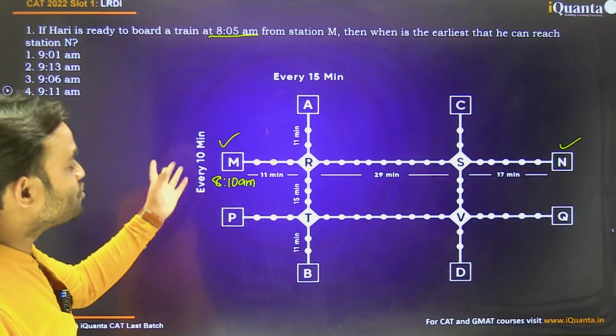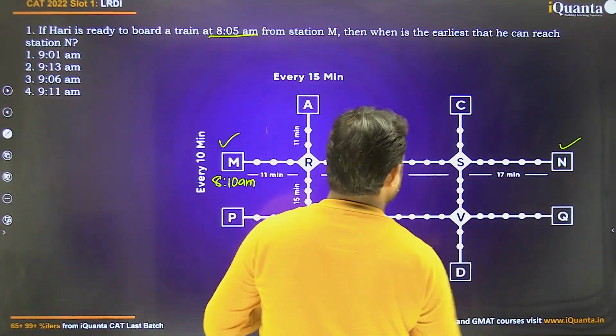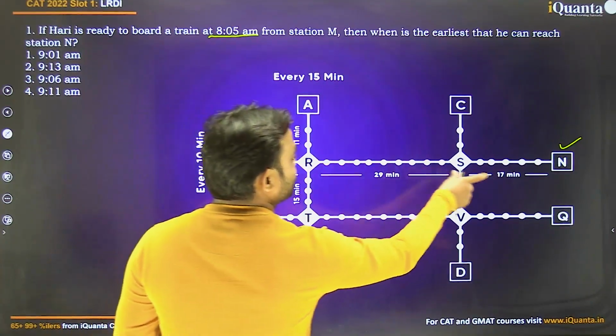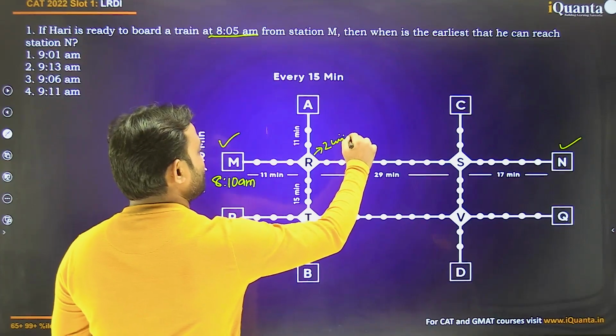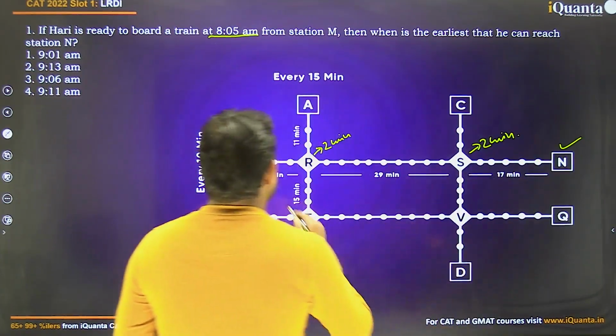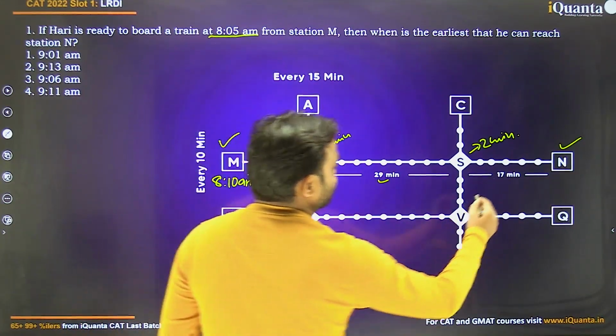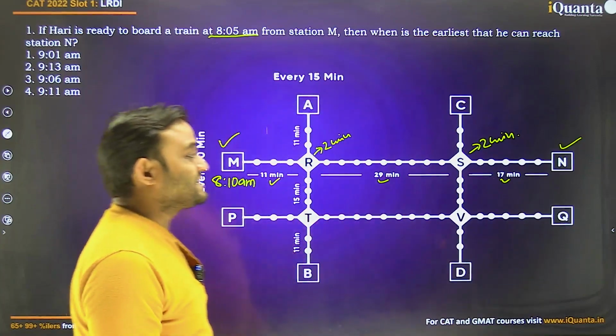After that, the total time taken by this train to reach N will be this 11 plus 29 plus 17, plus the 2-minute stoppage at R and the 2-minute stoppage at S. So 11 plus 29, 40, plus 17, 57, plus 4. It's 61 minutes.